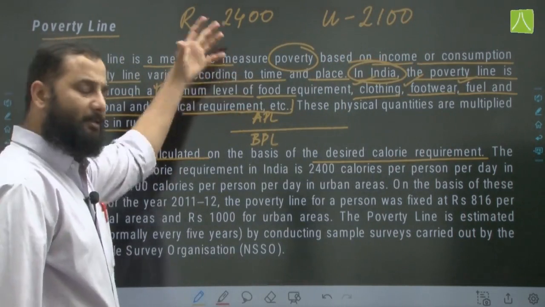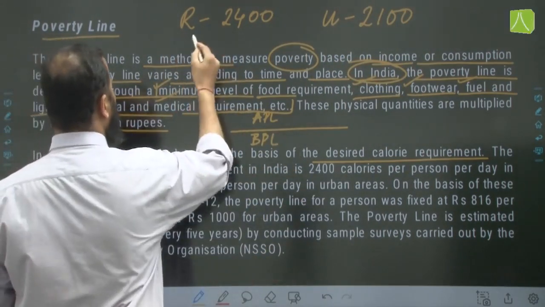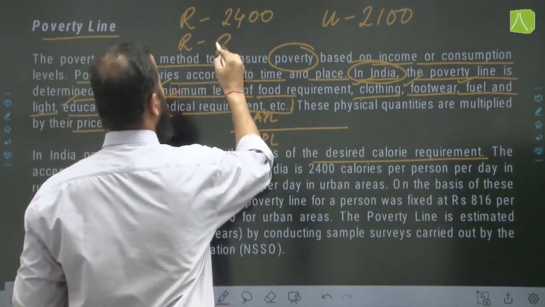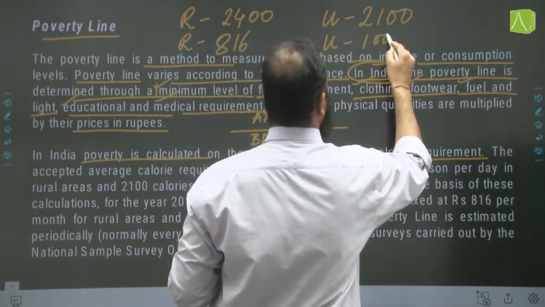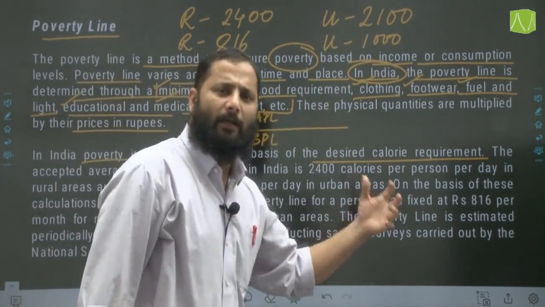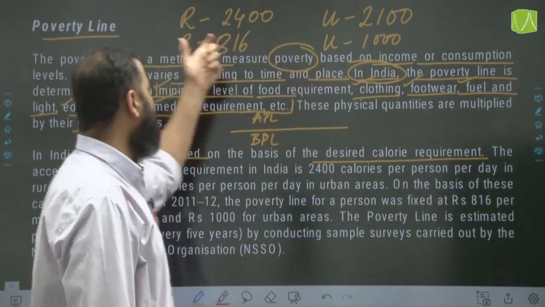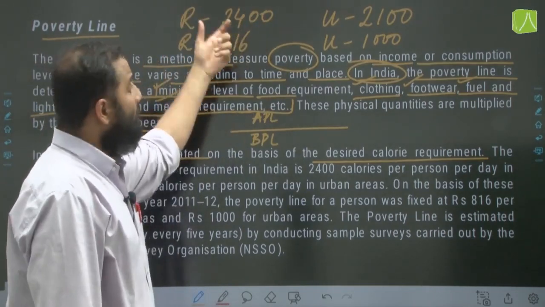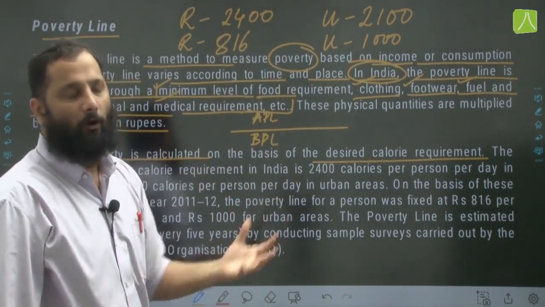Now this is the calorie requirement, but when we convert in terms of money, in a rural area a person requires 816 rupees, all right, whereas in an urban area he would require 1000 rupees because most of the items, because of the transportation and the storage or other costs, are expensive in an urban area as compared to a rural area. Now why is the calorie requirement more there? Because the people in rural areas work, there's more of physical labor involved in rural areas.